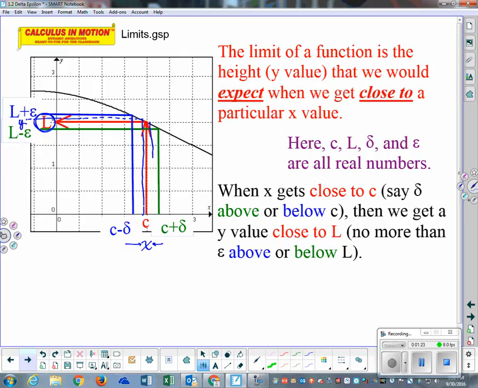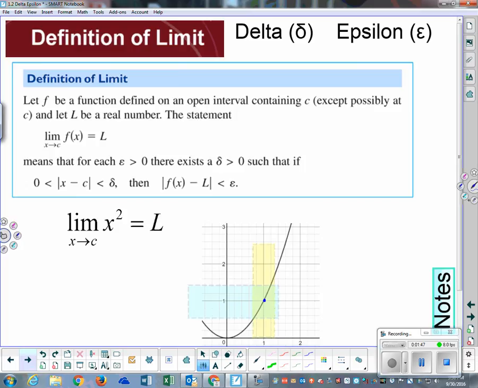So the question is, if I want to be within a certain range of my limit, this range in between here, how close must I be when I put in an input value? How close to C do I require myself to be in order to guarantee a certain output? It's a very abstract idea to wrap your head around.